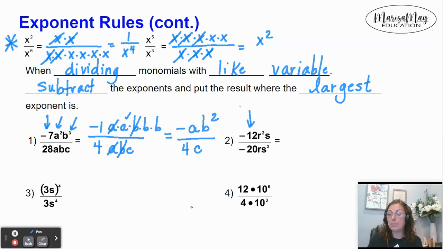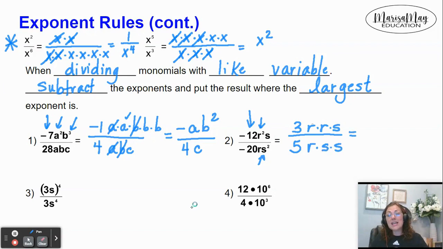-12 and -20 are both divisible by -4. So -12 divided by -4 is 3. And -20 divided by -4 is 5. Side note, I only divided by the -4 because both of them were negative. All right, look at the top then. I have r times s. On the bottom, I have r times s to the second, or that means s times s.